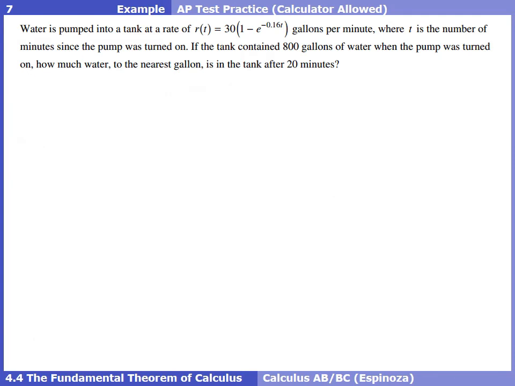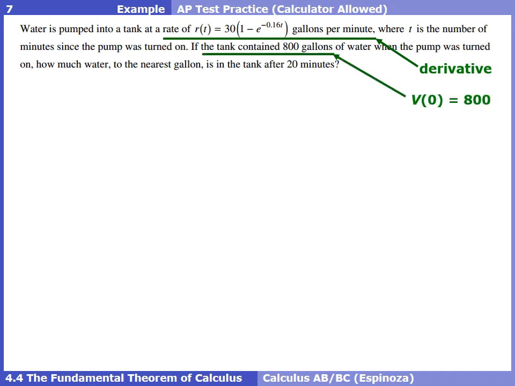Okay, another great AP test practice problem. Here we're given water that's being pumped into a tank at a rate given by that equation. So as soon as we see that that's a rate, that must be a derivative. t is in minutes since the pump was turned on. They also tell us that the tank contained 800 gallons of water to begin with. So the volume at time 0, V(0), is equal to 800.